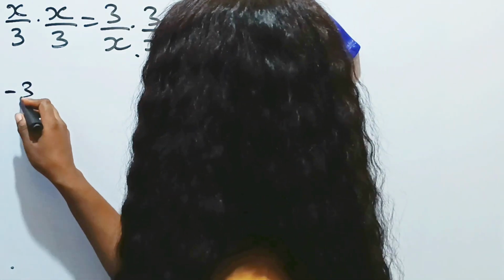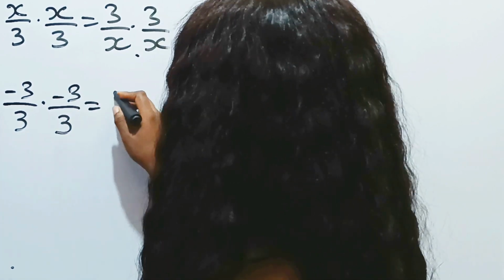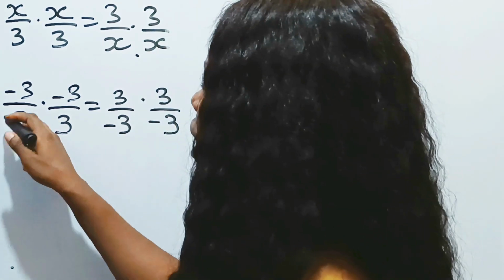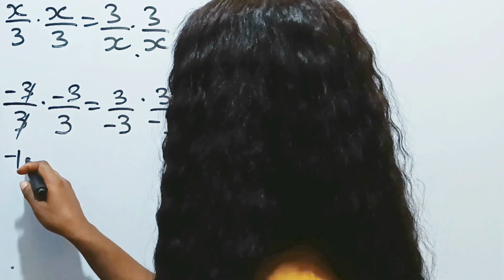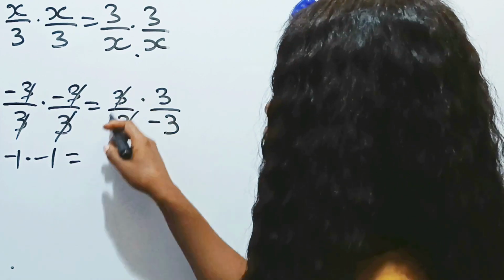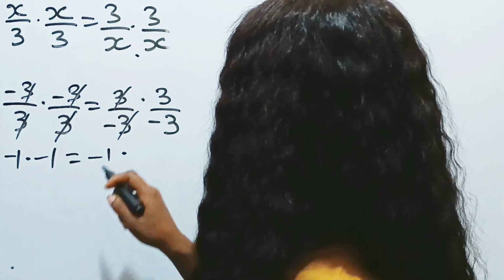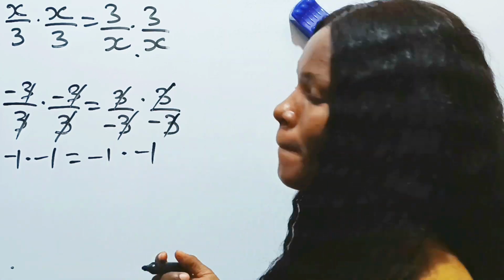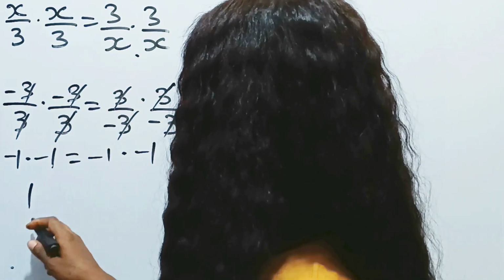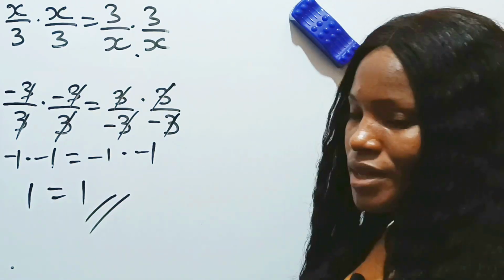Now when your x is minus 3, so we have minus 3 divided by 3 multiplied by minus 3 divided by 3 is equal to 3 divided by minus 3 multiplied by 3 divided by minus 3. Now this will divide this, we are left with minus 1 multiplied by minus 1 again, is equal to 1 over minus 1, which is still another minus 1, multiplied by another minus 1. All right, minus times minus is plus, 1 times 1 is 1. So you notice that this side is also equal to this side.